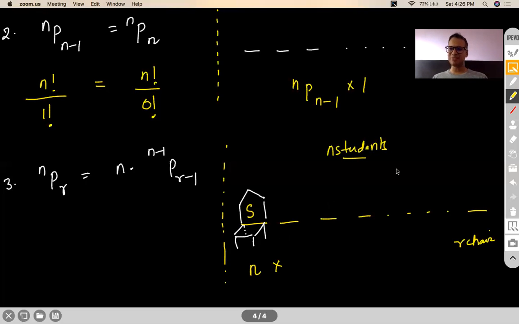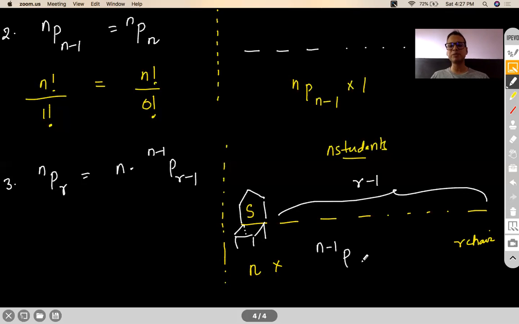Now, how many chairs remain for me? r minus 1 chairs remain. How many students remain in the crowd now? You'll say n minus 1 students remain, because one is already sitting on the special chair. Are you getting my point? So for the remaining r minus 1 seats, you can arrange r minus 1 people from n minus 1 people in (n minus 1)P(r minus 1) ways. And this is basically the same work as arranging r people on these r chairs from those n people. Is that clear? I just made up a story.